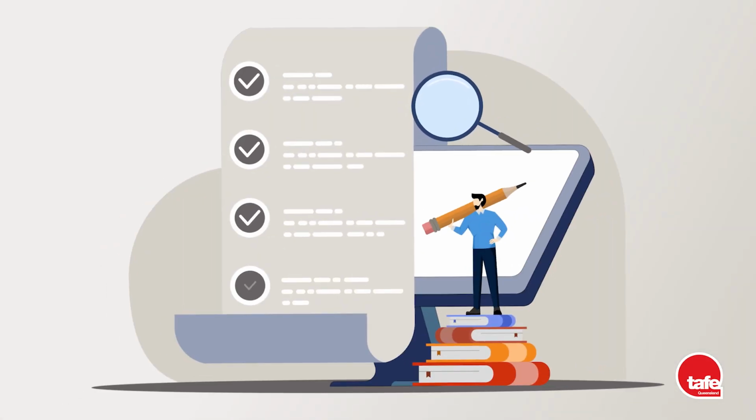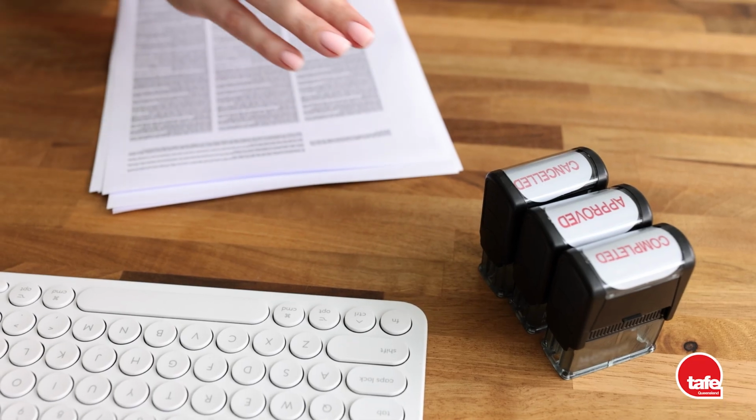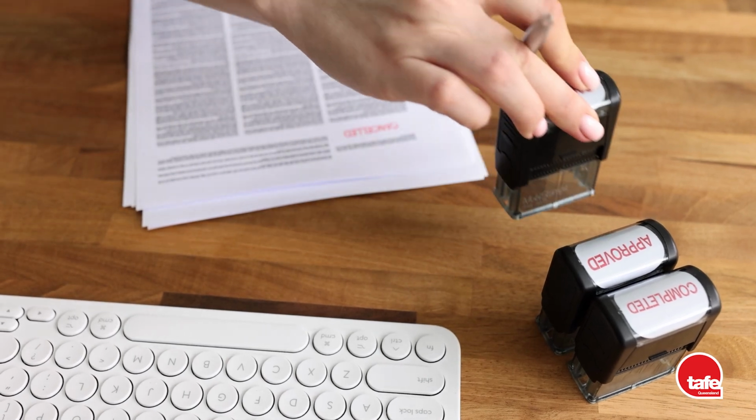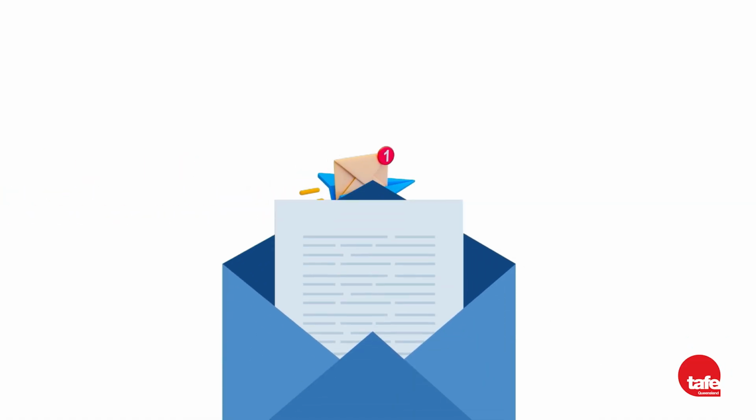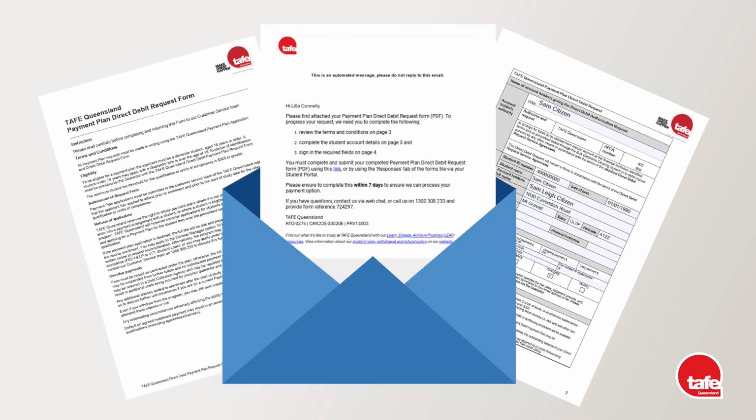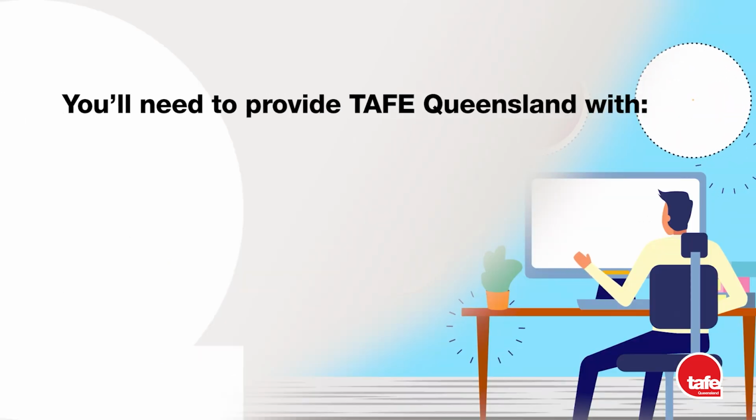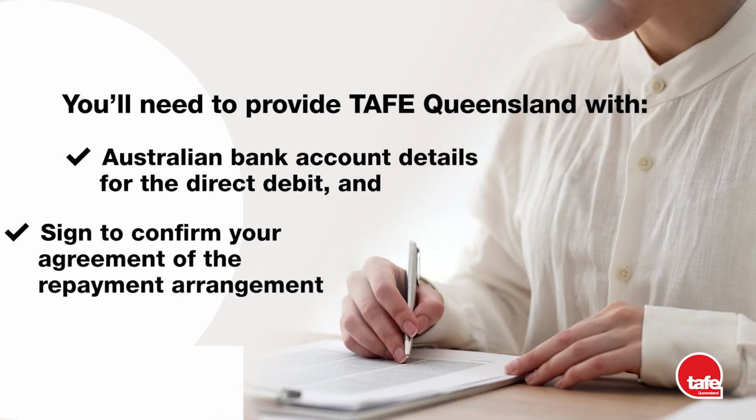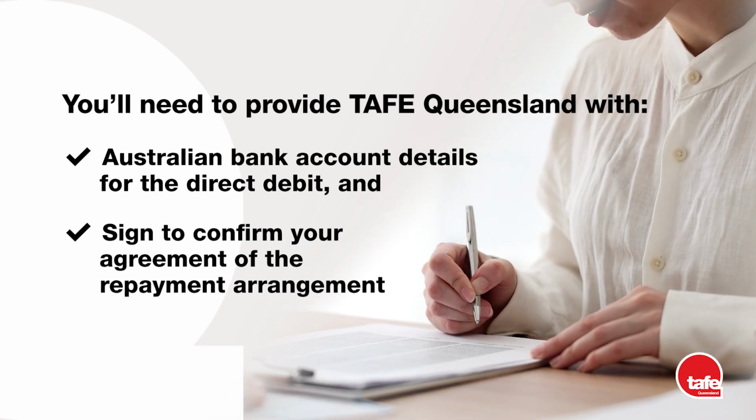We will use the information you have provided to assess your eligibility. If you are not found eligible, we will cancel your request and notify you. If you are found eligible for a payment plan, a direct debit request PDF form with next step instructions will be sent to the email address you provided on your original request. You'll need to provide TAFE Queensland with the Australian bank account details for the direct debit and sign this form to confirm your agreement of the repayment arrangement.